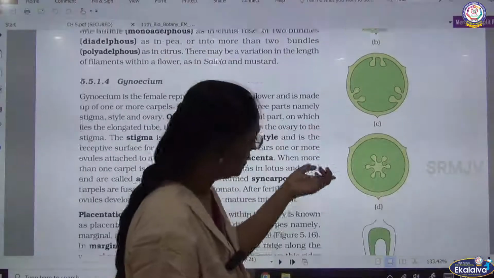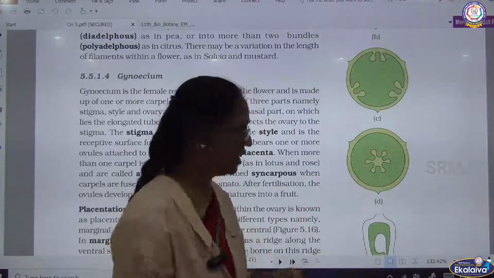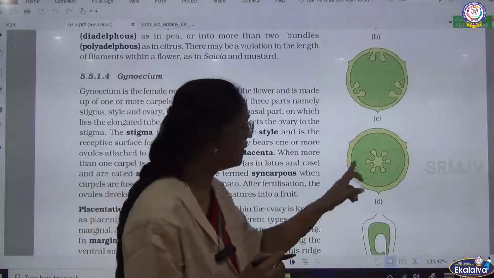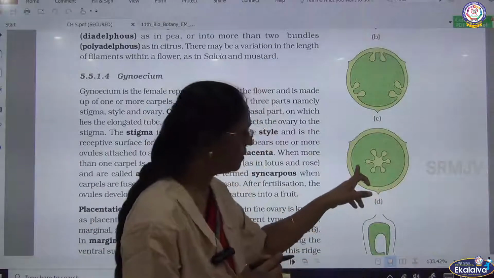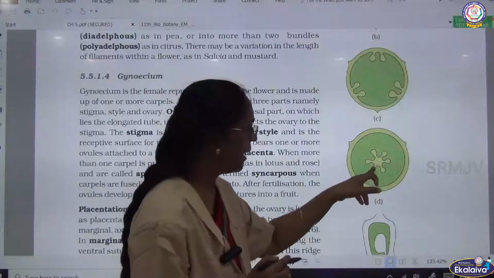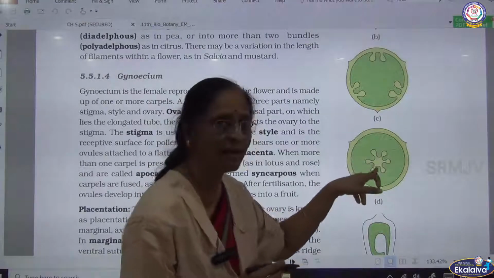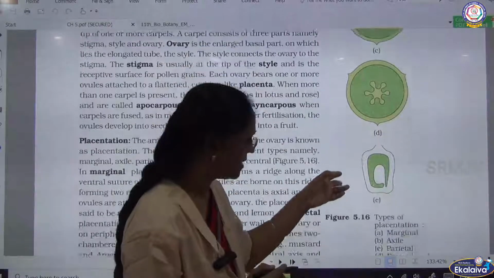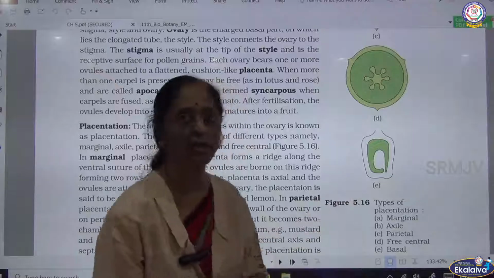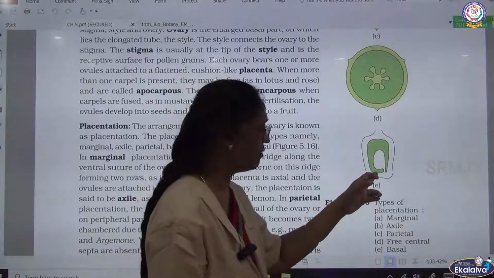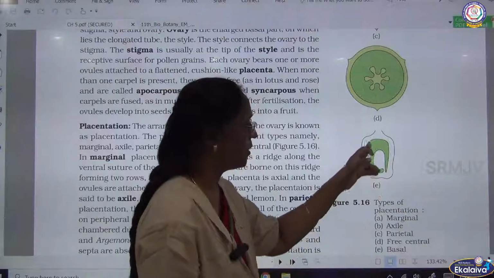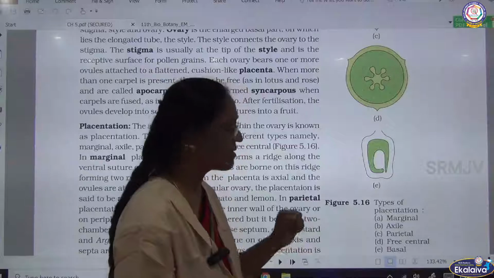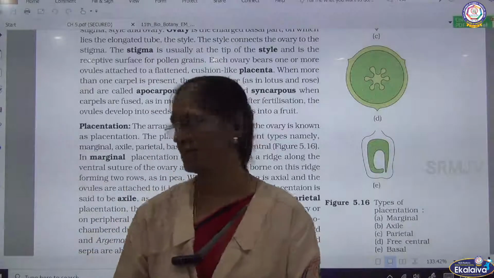Now, this kind of placentation we call free central. Here you don't find any septa and it is only one chambered, and you can find that the ovules are at the center, so we call it free central. And this is the last kind of placentation, what we call basal placentation. Here at the base of the ovary, only one ovule is attached, so we call this kind of placentation basal placentation.